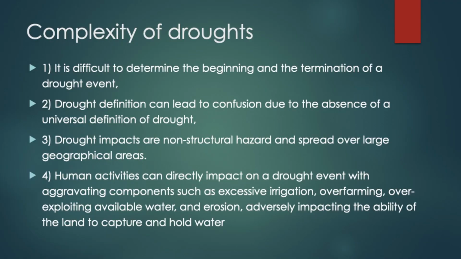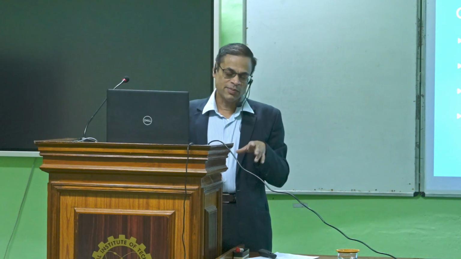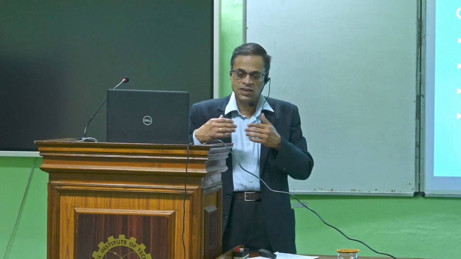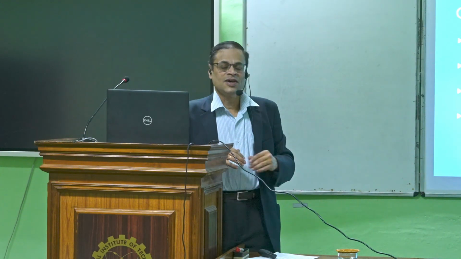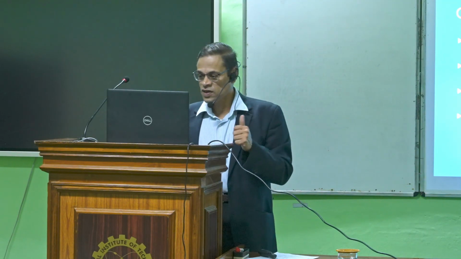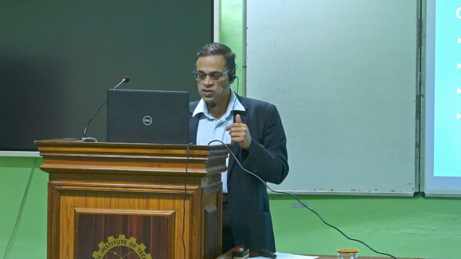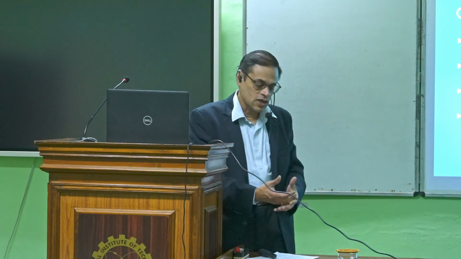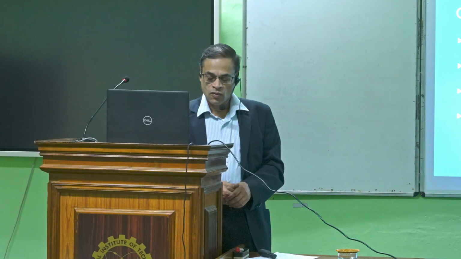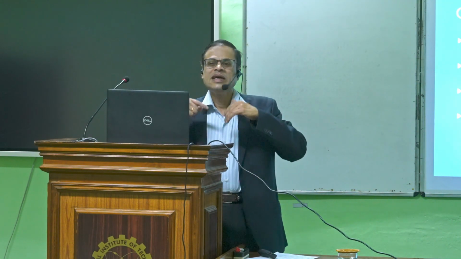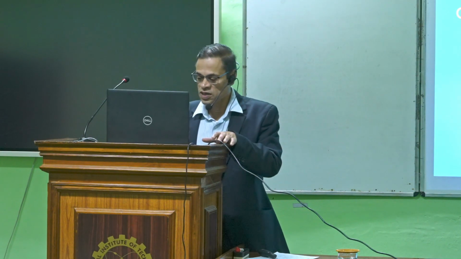And then, of course, human activities can directly impact drought. We will talk a little bit about that anthropogenic drought because we have more and more demands and we are modifying the water budget, which is what will create the demand more and more. Excessive irrigation, over farming, over exploitation of available water, erosion leading to less percolation or infiltration of this rain water getting harvested and recharging the groundwater. So that's not happening. So it's all adding complications to predicting drought.